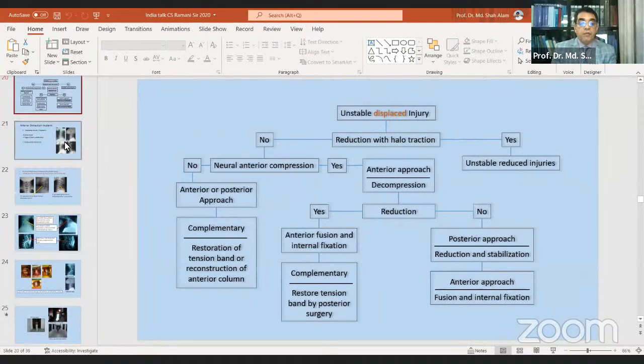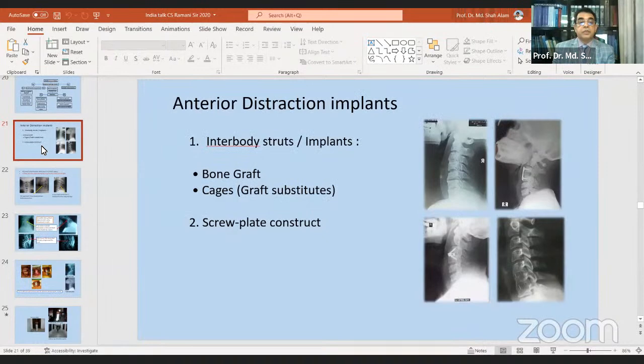But if the anterior neural structure is compressed, then we'll go for anterior approach, decompression, and reduction is done. And if the reduction is not possible, then posterior approach, reduction, and stabilization by anterior fusion and internal fixation. But when the reduction is possible, in that case, the anterior fusion and internal fixation are done. But there are many ways to stabilize the anterior disruption: implants like interbody strut grafts, implants, bone graft cages, and plate reconstruction.